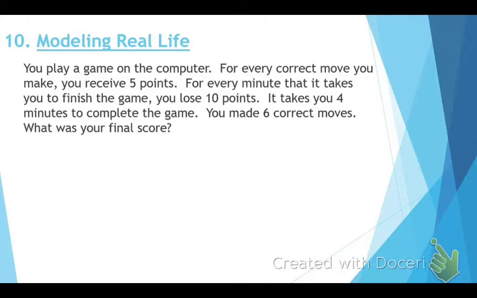Okay, for this problem, you play a game on the computer, and for every correct move you make, you get 5 points. For every minute that it takes you to finish the game, you lose 10 points. It takes you 4 minutes to complete the game, and you make 6 correct moves. What's your final score? There are 2 things you have to take into consideration here. Your correct moves and your time. I want you guys to try it on your own and see if you can get this answer.